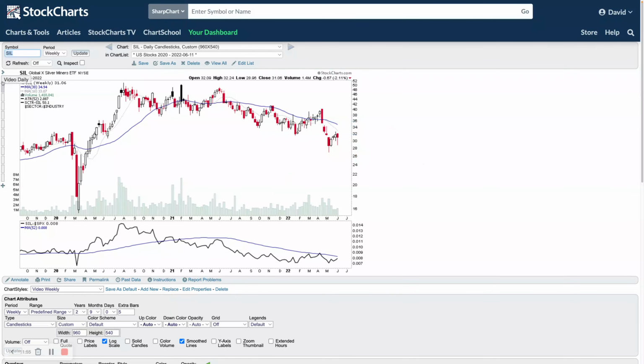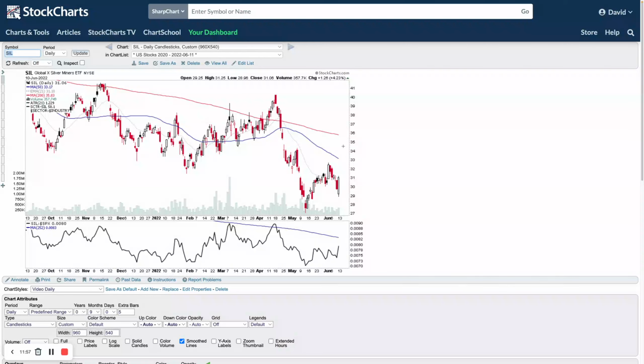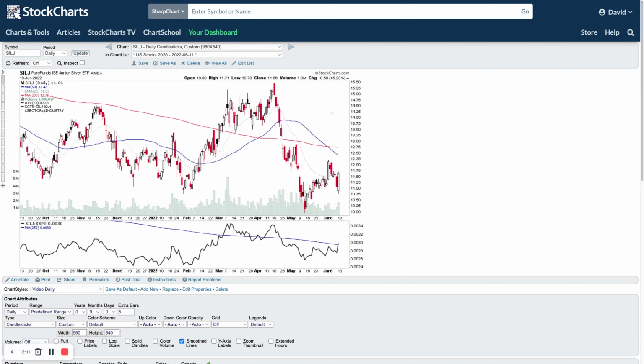But like I said, at the moment, looking at it for a short-term bounce, see if it can actually start to move back through these declining moving averages at the moment. But obviously much weaker in terms of relative strength in the silver stocks compared to the gold stocks, which are showing much greater relative strength.